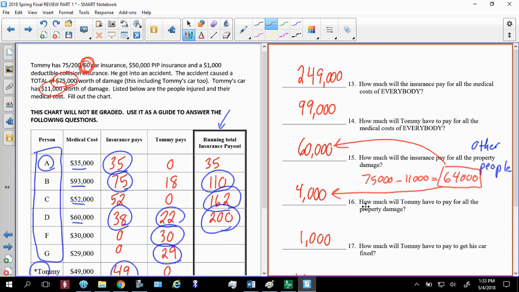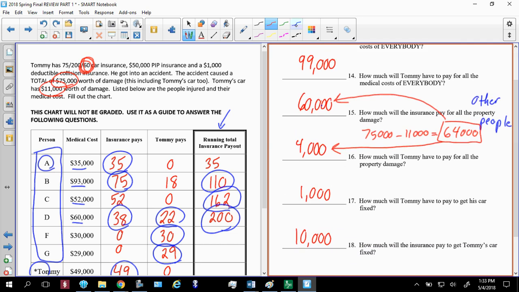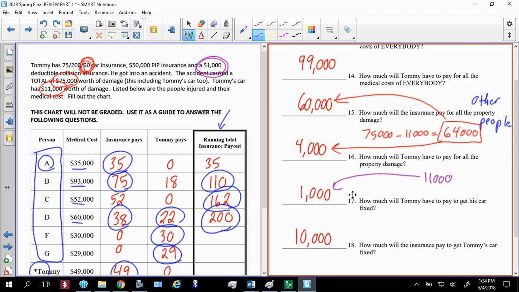Now, question number 17, how much would Tommy have to pay to get his own car fixed? So now we bring back Tommy's car, $11,000. Big money here. Now, it says in the directions that Tommy has a $1,000 deductible. That means Tommy's got to pay the first $1,000. And then whatever's left, 11,000 minus the deductible, gives me 10,000. That's how much money the insurance company will have to pay to get Tommy's car fixed. There you go.